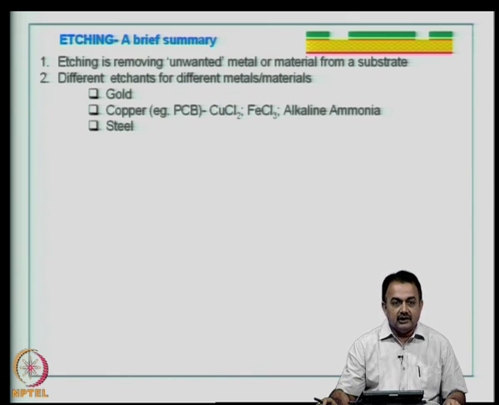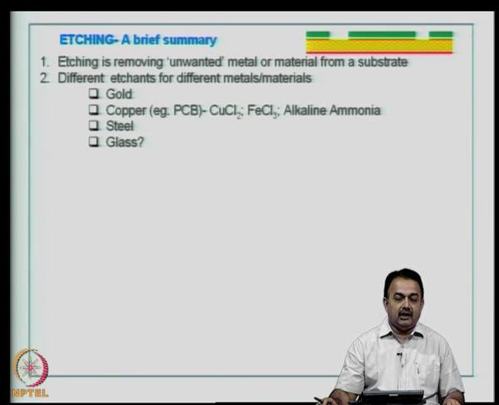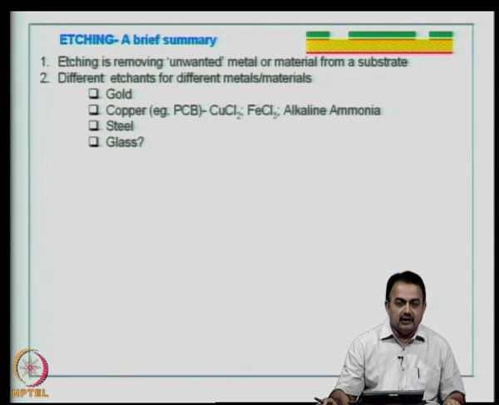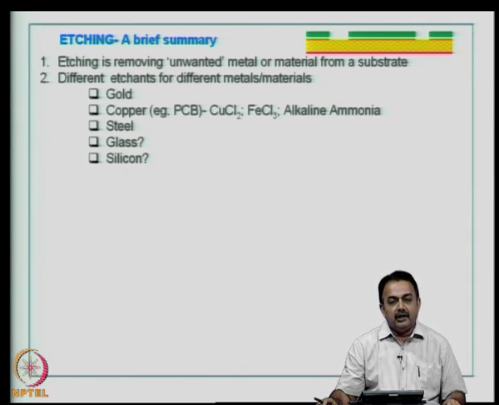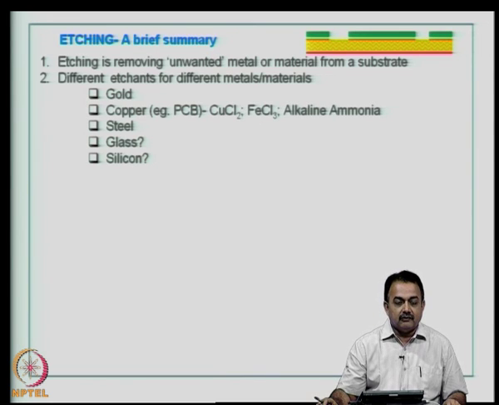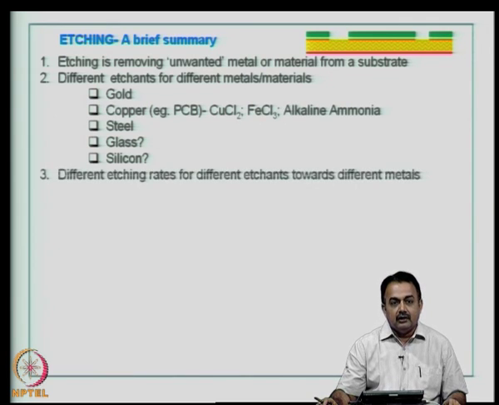You have different etchants for steel. You can even etch glass using hydrofluoric acid, for example. Therefore, etchants can be employed for various materials and metals, and here we are interested in copper. You have different etchants for silicon in semiconductor manufacturing, where typically potassium hydroxide is used, and different etching rates for different etchants towards different materials.